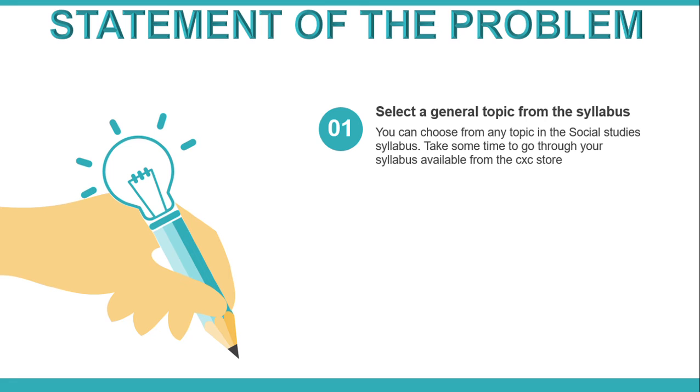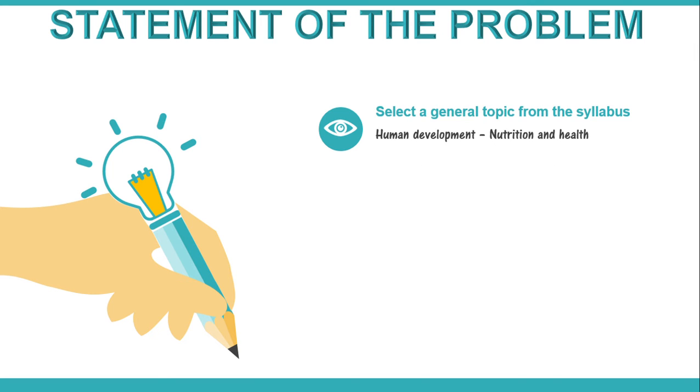Now, how will we arrive at our statement of the problem? First, we'll select a general topic from the syllabus. So you'll have to look in your syllabus to find a topic. If you don't have a syllabus, you'll have to go to the CSEC store and download a copy. Let me show you an example of this.